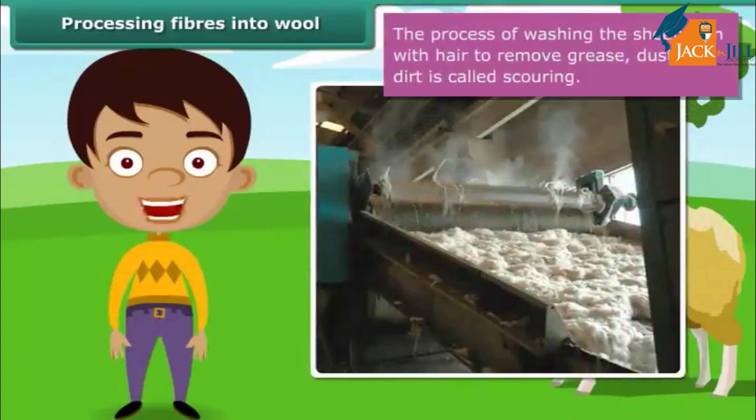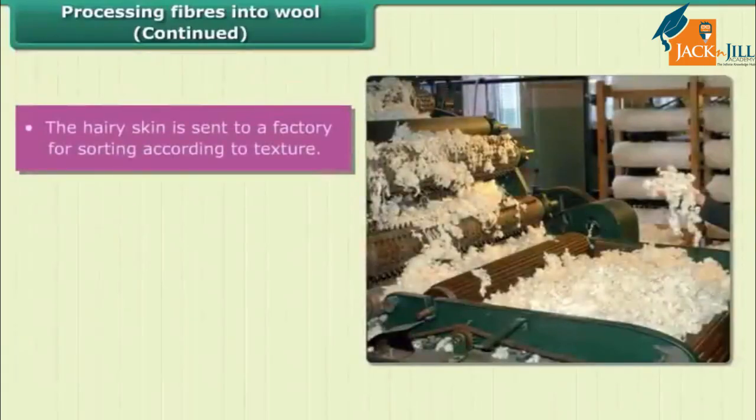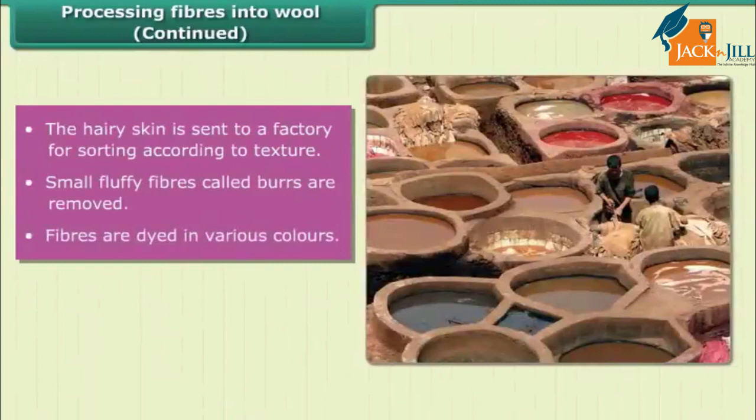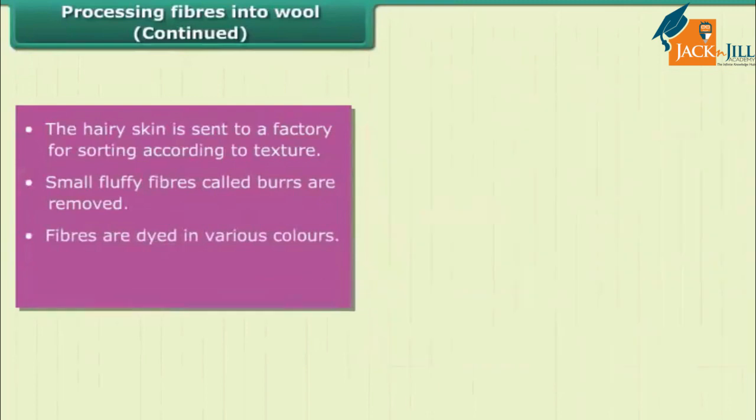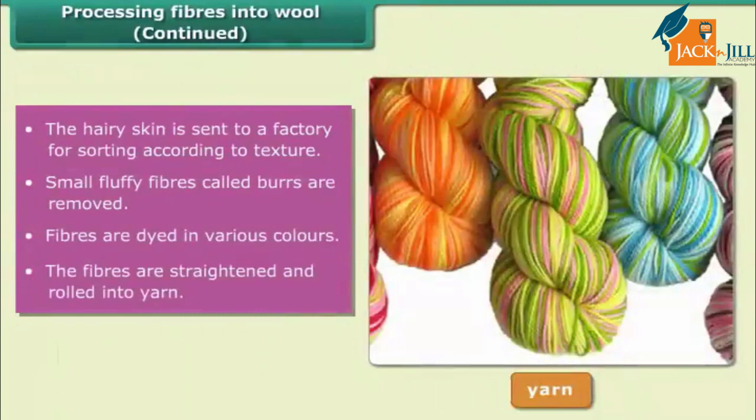Then the sheared skin with hair is washed thoroughly in tanks. This is undertaken to remove grease, dust, and dirt. This process is called scouring. The washed hairy skin is sent to a factory where hair of different textures are separated or sorted. The small fluffy fibers called burrs are picked out from the hair. Fibers are dyed in various colors, as the natural fleece of sheep and goats is black, brown, or white. The fibers are straightened and rolled into yarn, and finally the wool is ready to use.